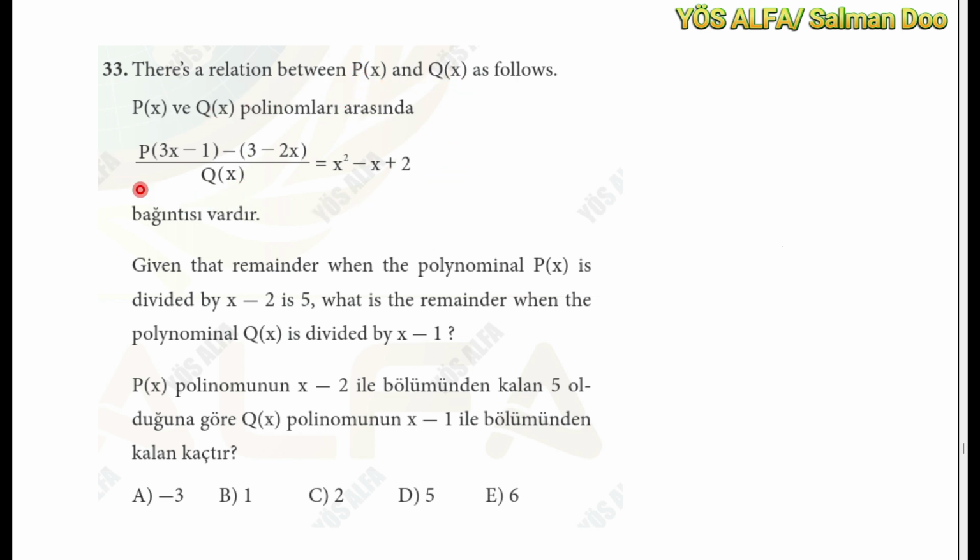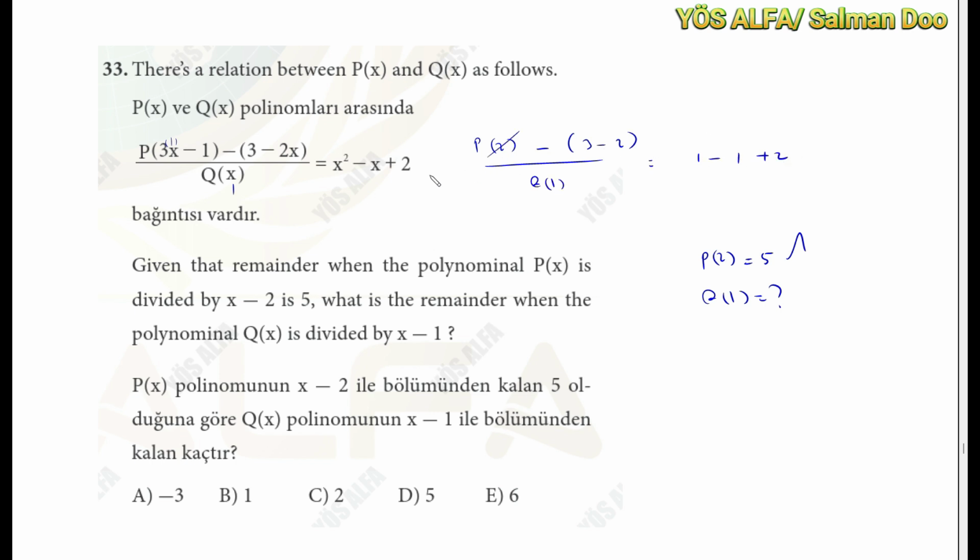Number 33. There is a relation between p of x and q of x as follows. This relation is given that the remainder when the polynomial p of x is divided by x minus 2 is 5. So p of 2 is equal to 5. So this is given. What is the remainder when the polynomial q of x is divided by x minus 1? So q of 1 is asked. So let's start from q of 1. When x is equal to 1, we have p of 3 minus 1 is 2, p of 2 minus 3 minus 2 over q of 1 is equal to 1 minus 1 plus 2.